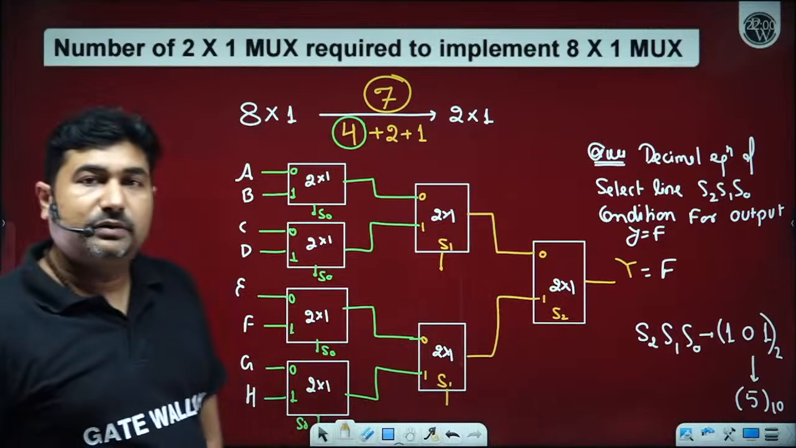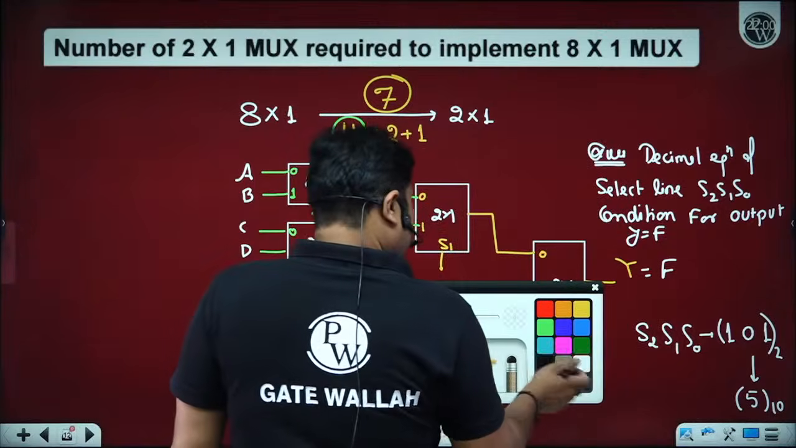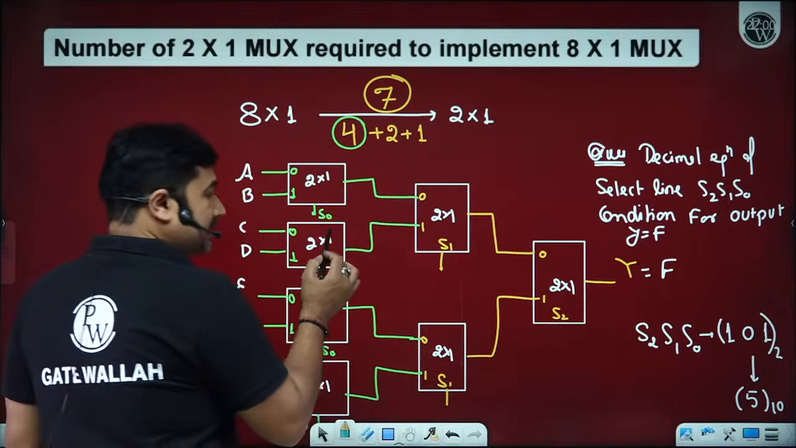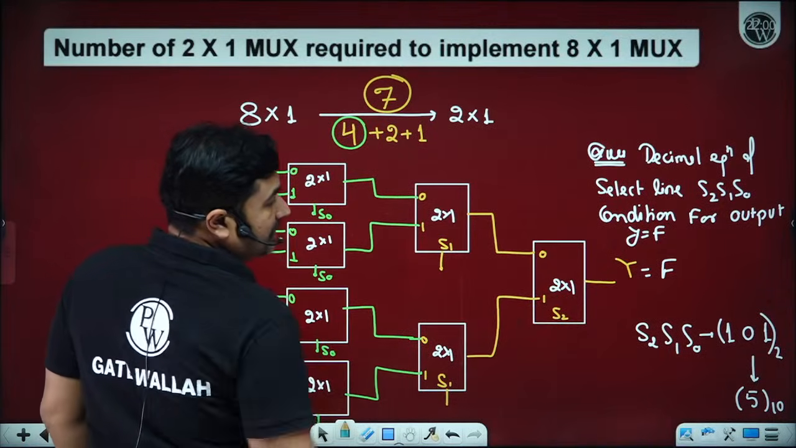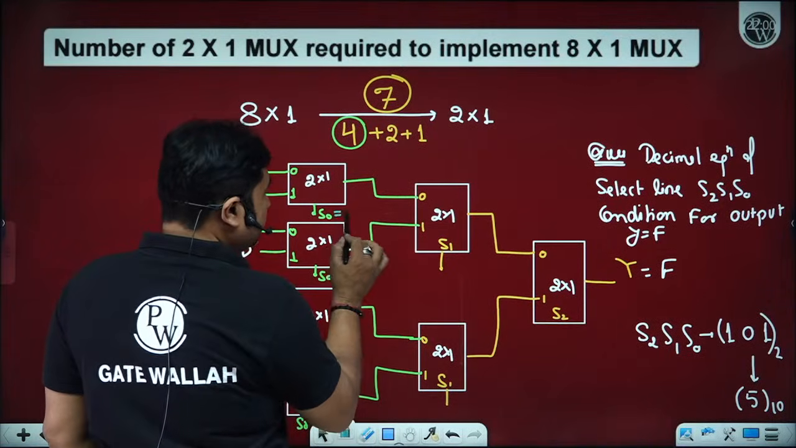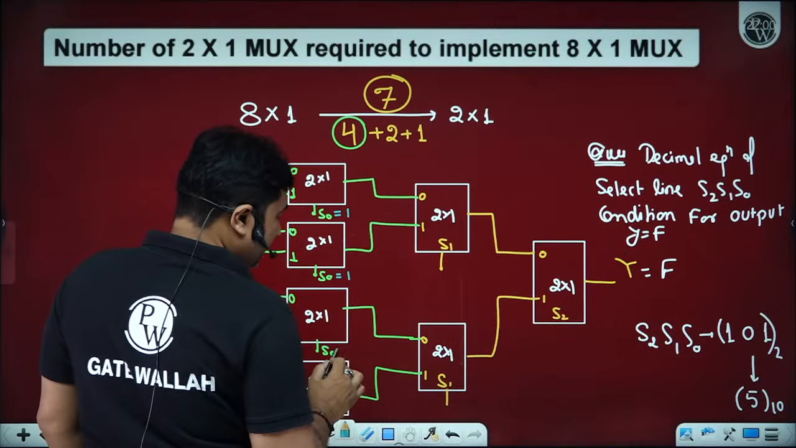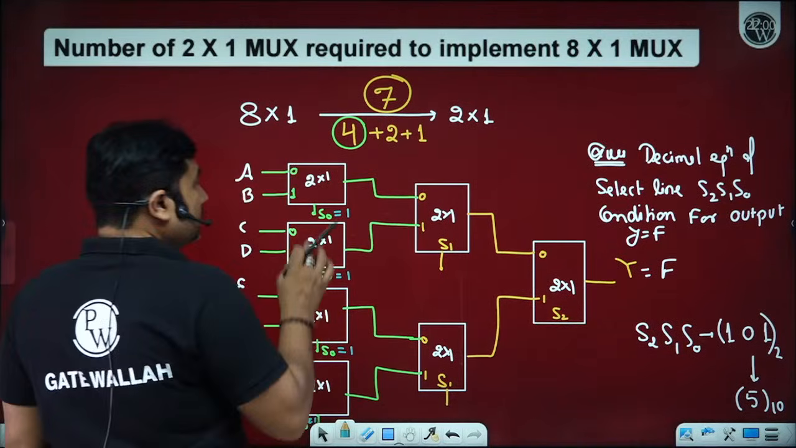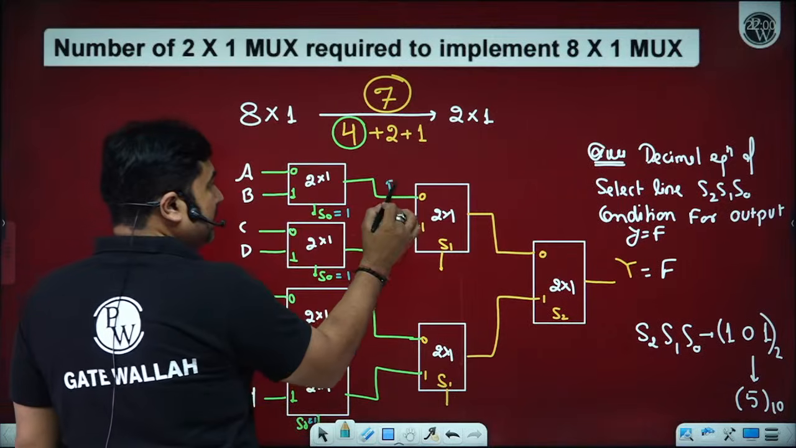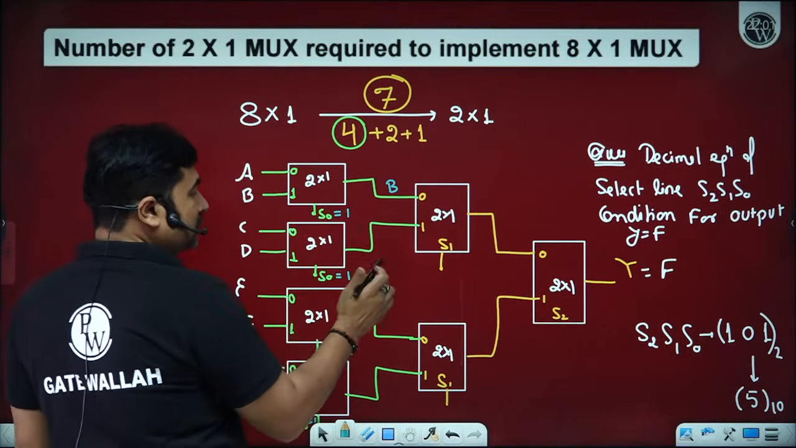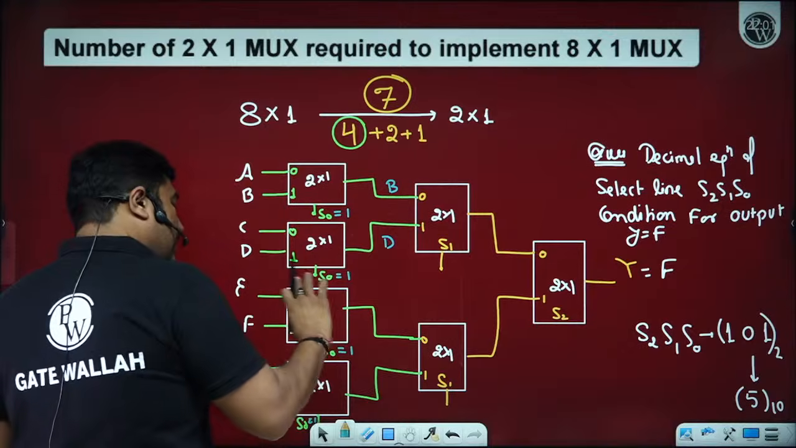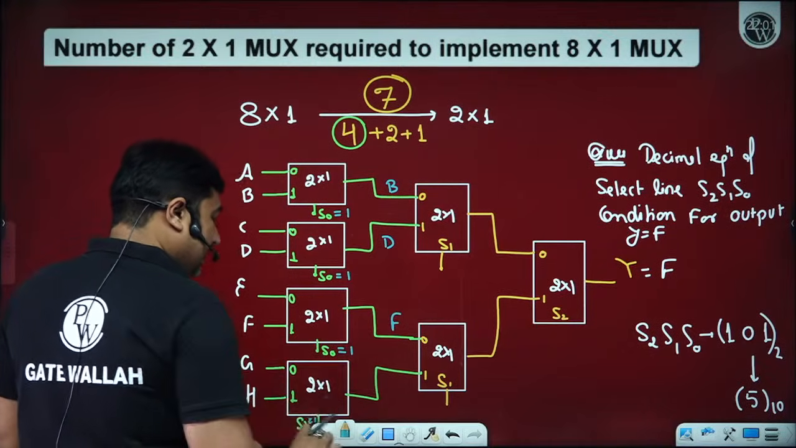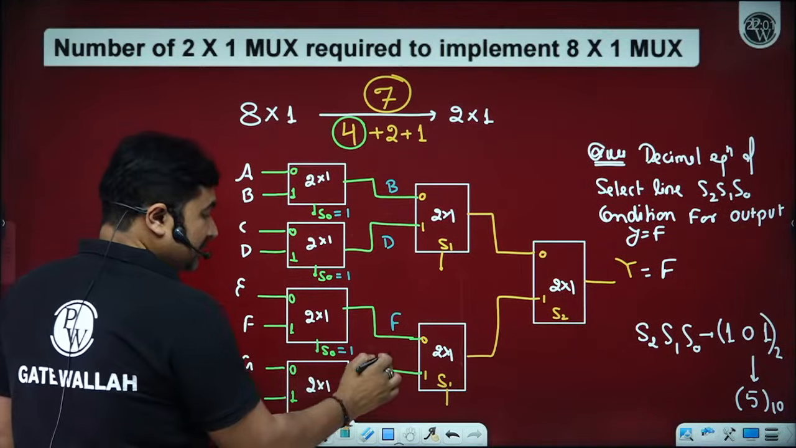How many of you are able to understand, Betaji? Sir, can you please show us? Okay, let's observe. 1, 0, 1. So what is S0? S0 is 1 for all of them. So 1 means out of A and B, B has been selected by this multiplexer. Out of C and D, D is selected. Out of E or F, F is selected. Out of G or H, H is selected.